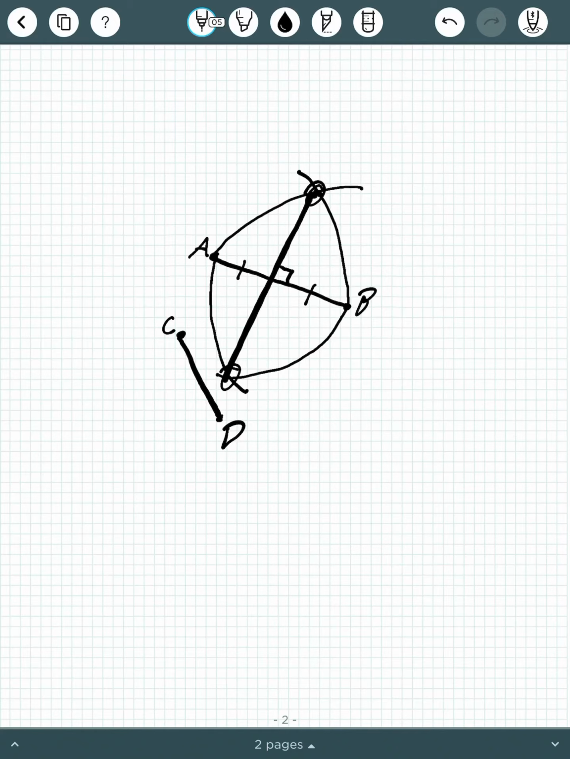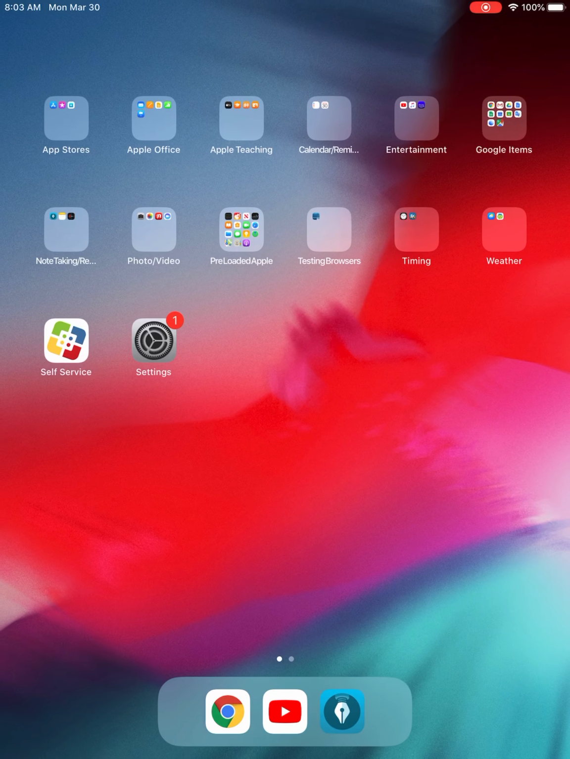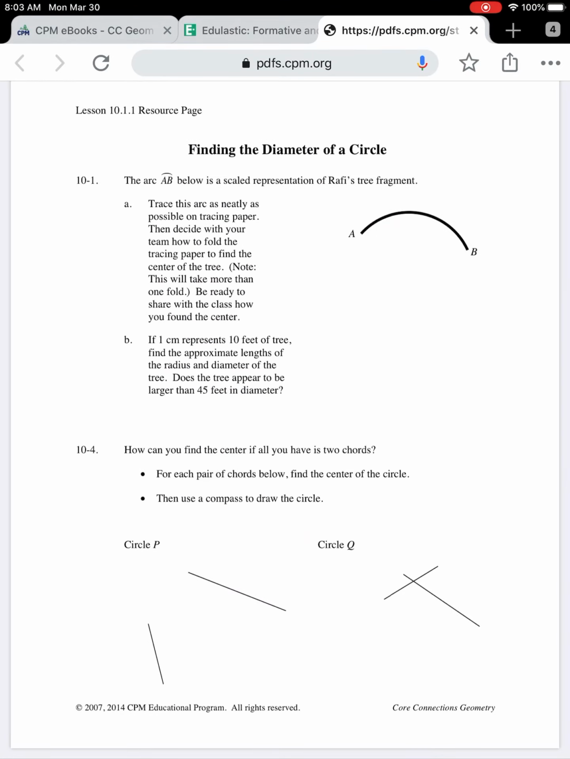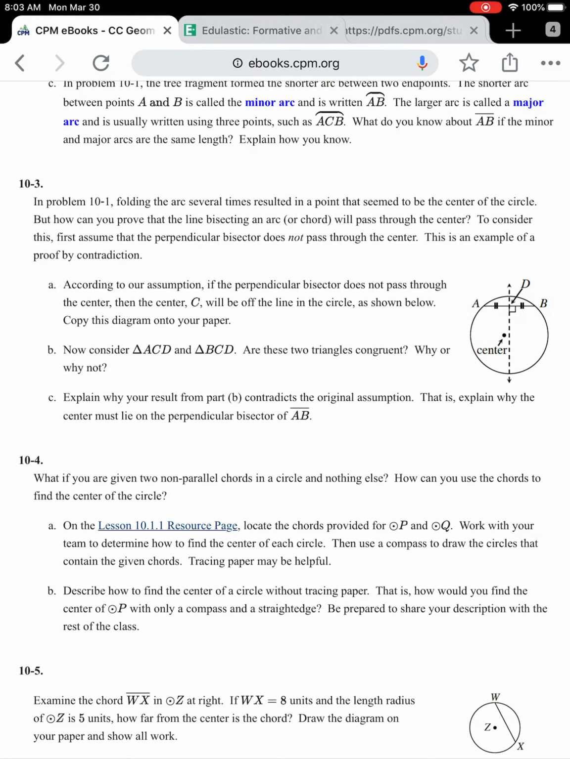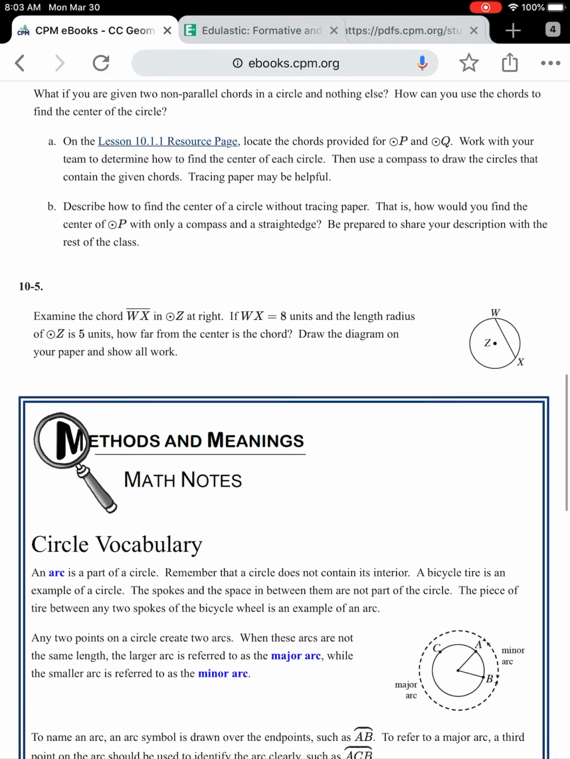You could then do the same thing for chord CD, and where those lines intersected would provide the center for the circle. Then once you knew the center, you could use your compass to put the sharp edge at the center and the pencil at point A, and then draw your circle, which should connect all your points. So that's a process you could use to get that circle without having to use tracing paper.